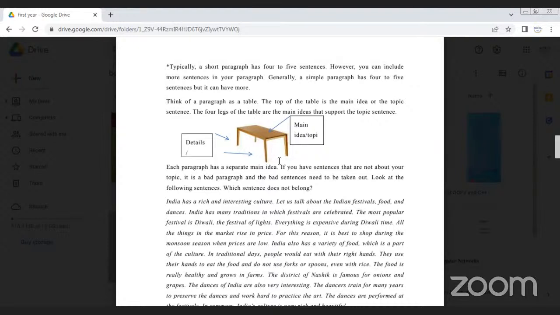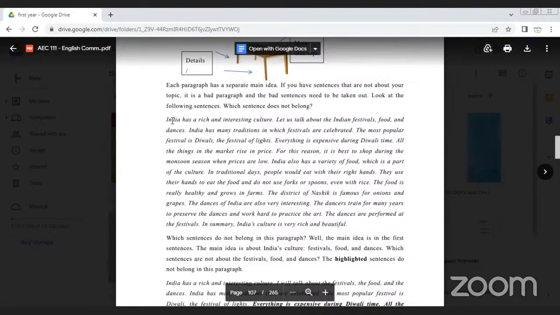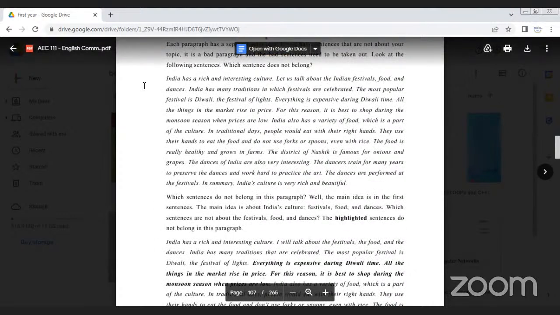Each paragraph has a separate main idea. If you have sentences that are not about your topic, it is a bad paragraph, and the bad sentences need to be taken out. Look at the following sentences. Which sentence does not belong? India has a rich and interesting culture. Let us talk about the Indian festivals, food, and dances. India has many traditions in which festivals are celebrated.